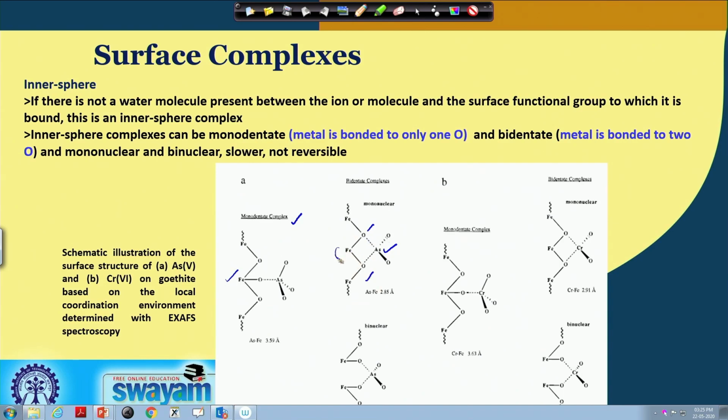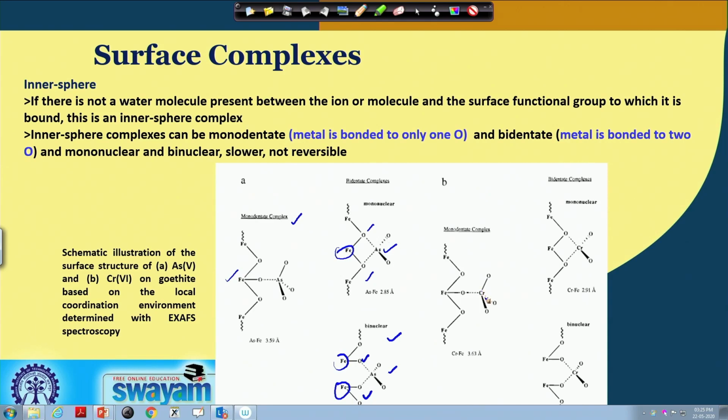However, this is a mononuclear. However, this is also a binuclear bidentate complex, where arsenic is linked with 2 oxygen, which is basically coming from 2 iron atoms, so it is linked with 2 different iron atoms. So, it is a bidentate binuclear complex.